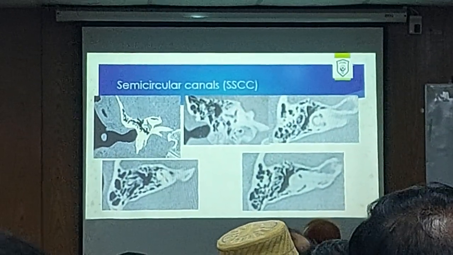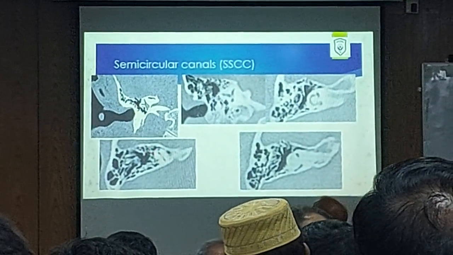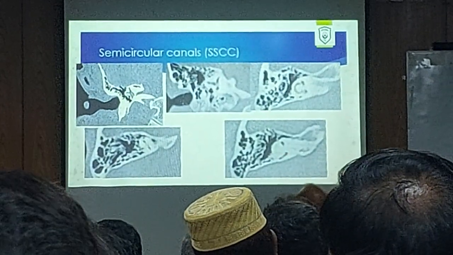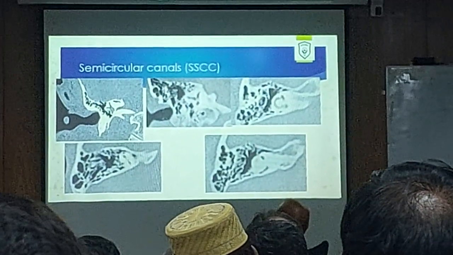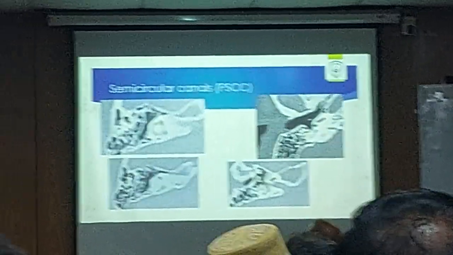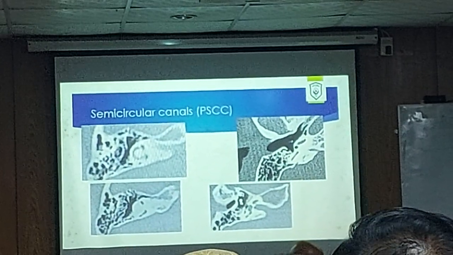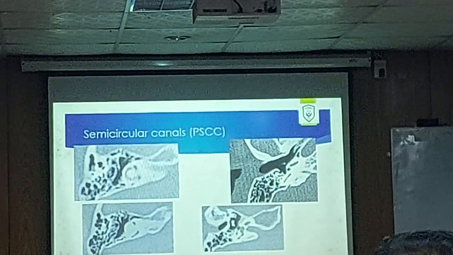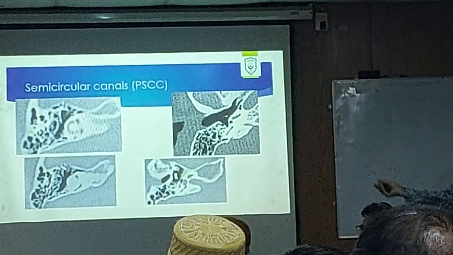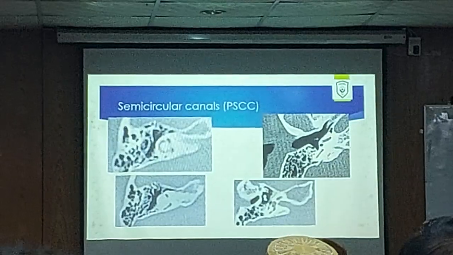Again, this is the superior semicircular canal, lateral, and this is the posterior. This is the superior semicircular canal. Here you can see the posterior semicircular canal, this is the common crus, and this is the superior semicircular canal, ampullary canal. So again, I have mentioned different specific pathology and specific structures, how we can see them in different slides. That's why the same slides came at different times.